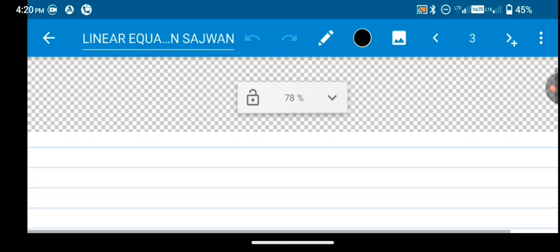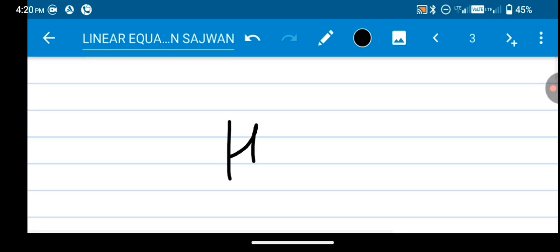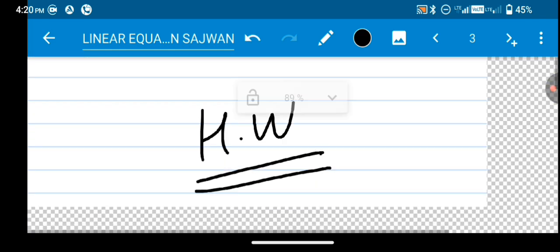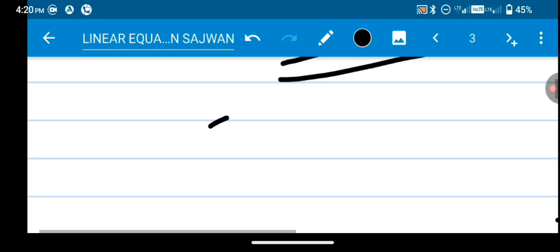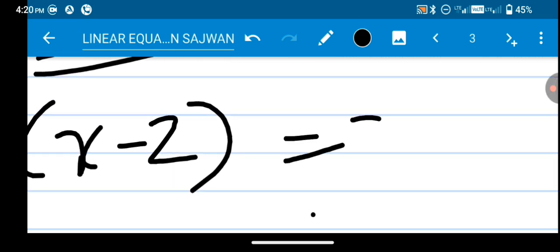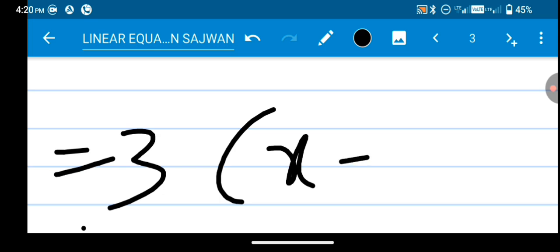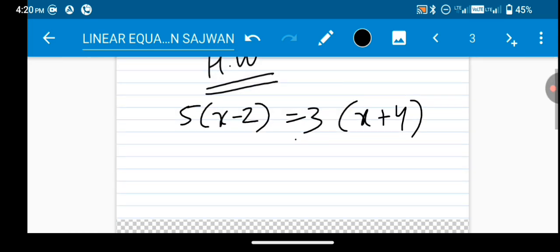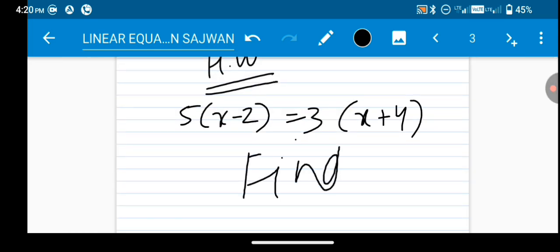Now let's do the homework question. 5 bracket x minus 2 is equal to 3x plus 4. You have to just find x.